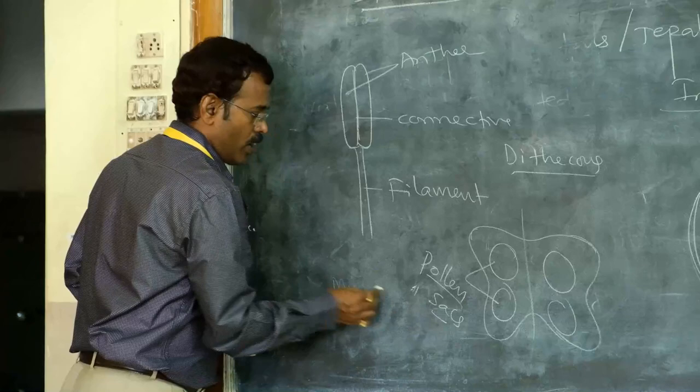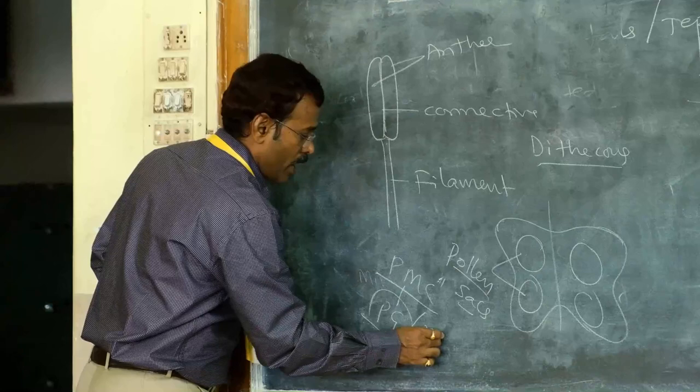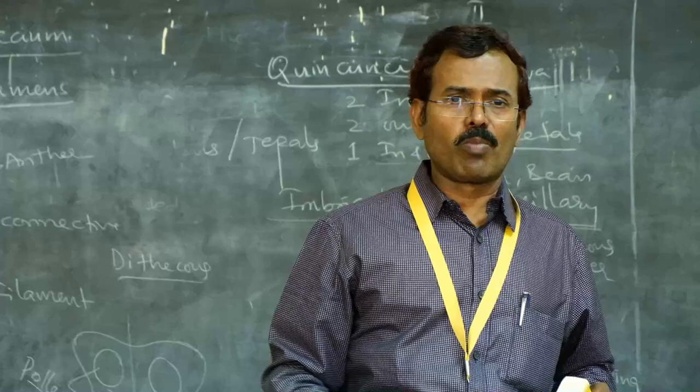These pollen sacs are made up of pollen mother cells, which are diploid, which carry out meiotic division, and they are going to produce pollen grains, or you call them as microspores. These are the haploid male gametophytes, which in turn through mitotic division they are going to produce what you call the male gamete. One pollen grain can produce two male gametes usually.